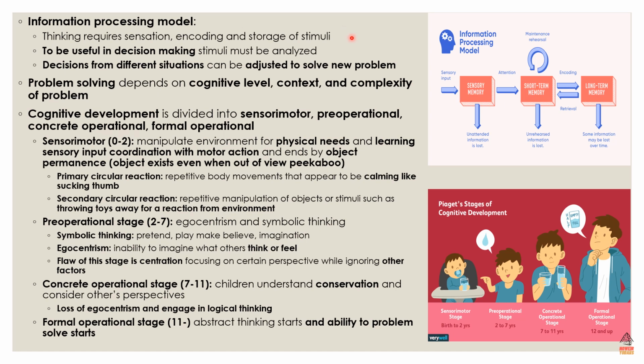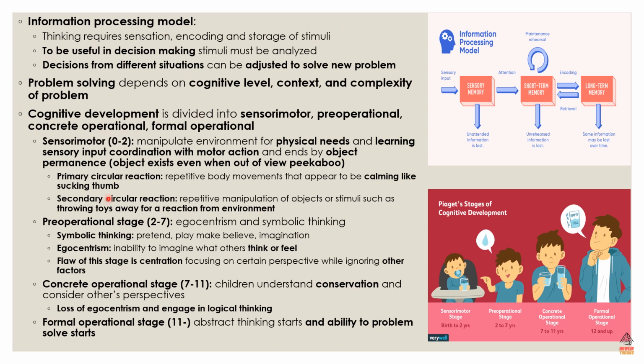So let's say you see, for instance, an elderly person fall. You see it, you encode it, you store the stimuli, you analyze it. Oh, this is what's happening. I need to intervene, go help them, for instance, all right? Decisions from different situations can be adjusted to solve new problems, because that's how your brain works. Depending on your cognitive level, the context, and the complexity of the problem, you're going to face new problems every day, and you're going to make your brain work to find new solutions and adjust them to solve new problems.